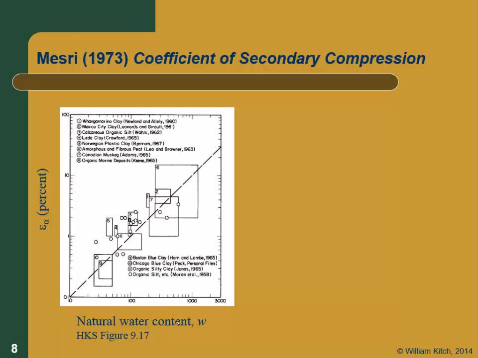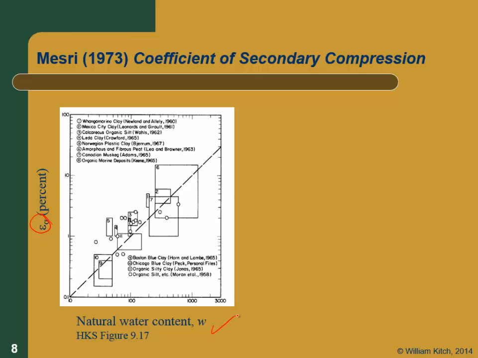In this one, Dr. Mesri is plotting epsilon sub alpha. It's important to know that's epsilon sub alpha. You'll see that misprinted in many, many texts as C sub alpha. In fact, I forgot to look in Holtz and Kovacs whether it's C sub alpha or epsilon sub alpha. But oftentimes, as I told you, lots of times people confuse those two.